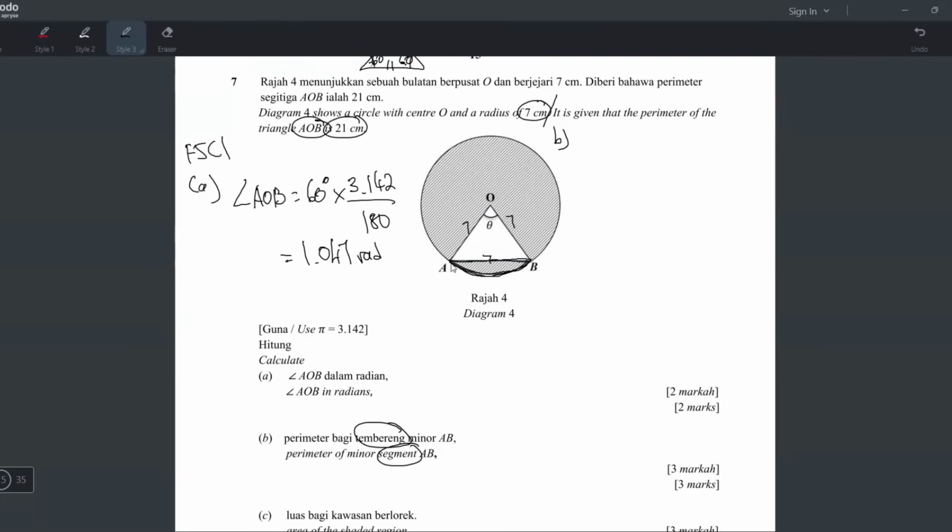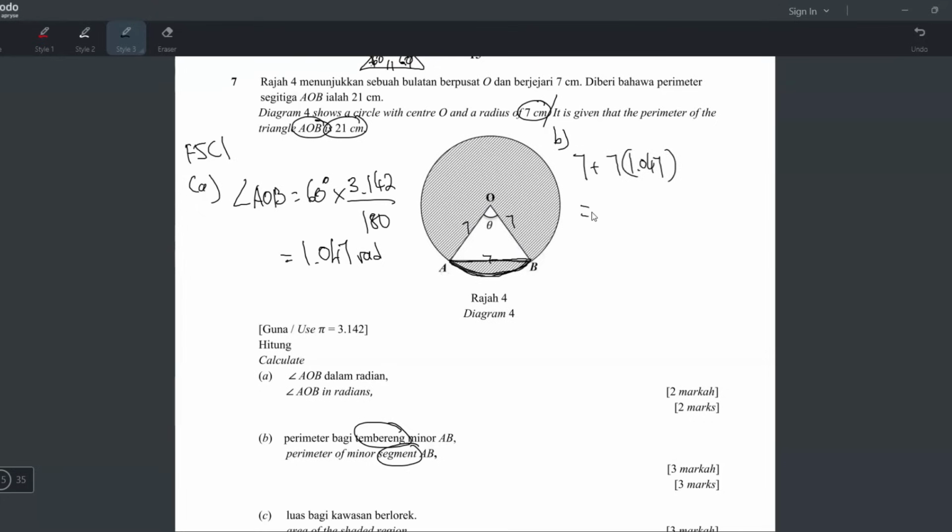So what do you have to do? You have to find the arc AB and then add 7, because the chord AB is already known to be 7. So I'll just write here 7, which is the chord AB, plus the arc AB. And for the arc, you just use the formula S equals r theta. The radius is 7, and the theta in radians is 1.047. Yeah, because the arc is here, so the angle you take will be this angle. Okay, press all these and you get the answer.